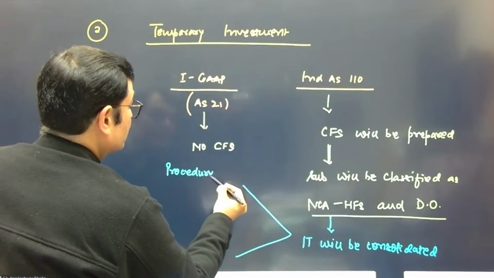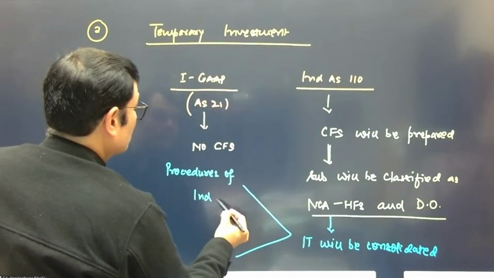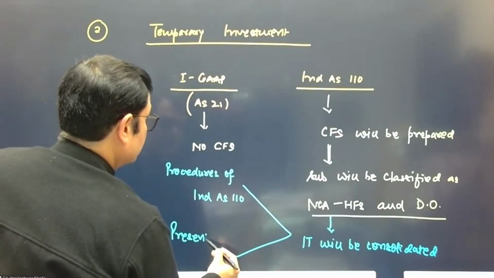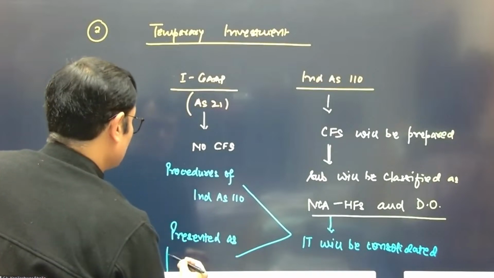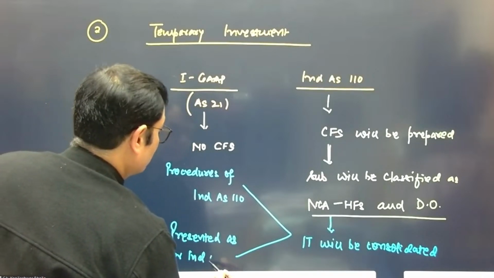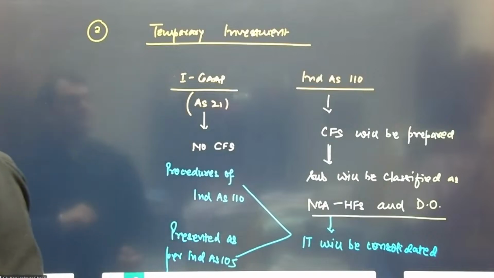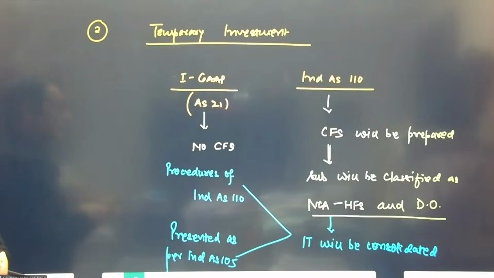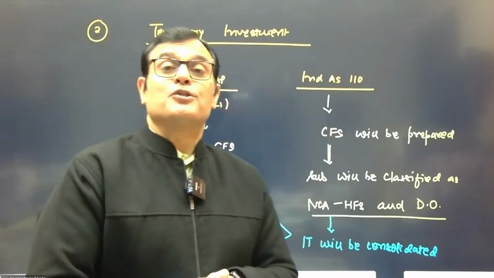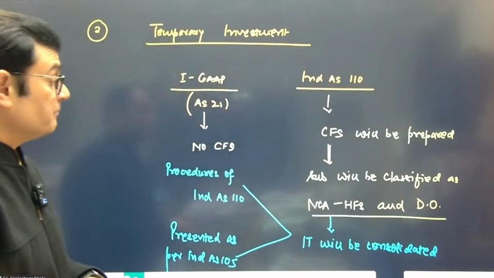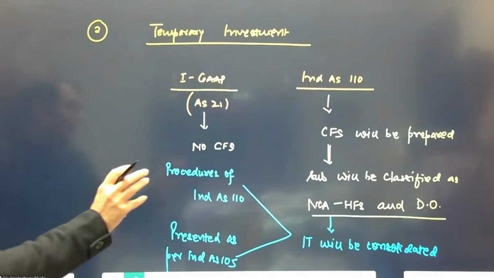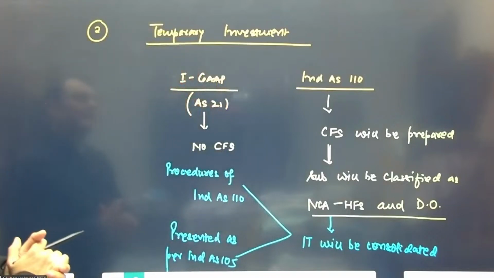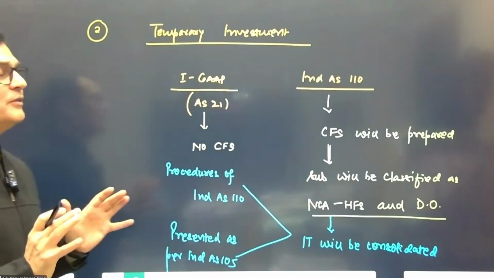It will be consolidated as per the procedures of Ind AS 110, but it will be presented as per Ind AS 105. This is something very interesting to watch: the consolidation will be done as per the procedures of 110, but presented as per 105. You know that under 105 it appears as a single line item in the balance sheet, NCA held for sale. Okay, so far so good.